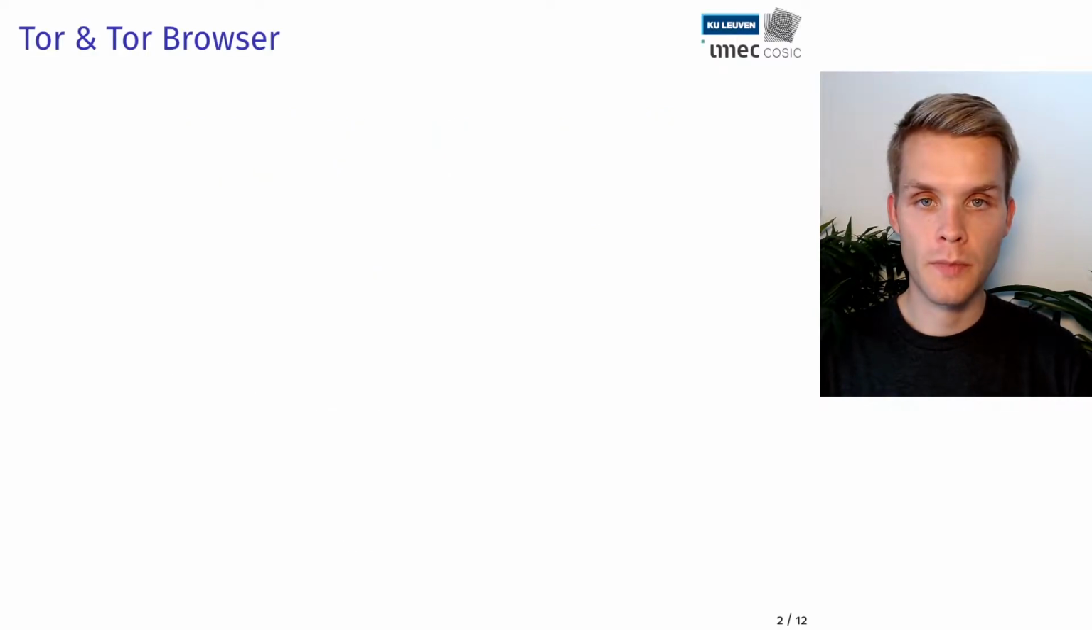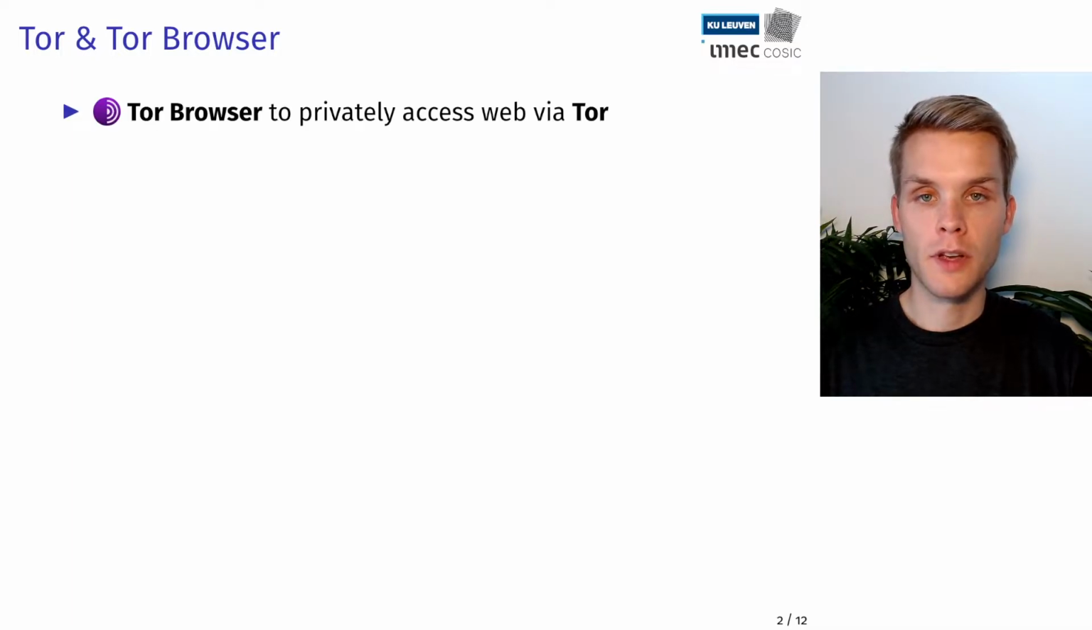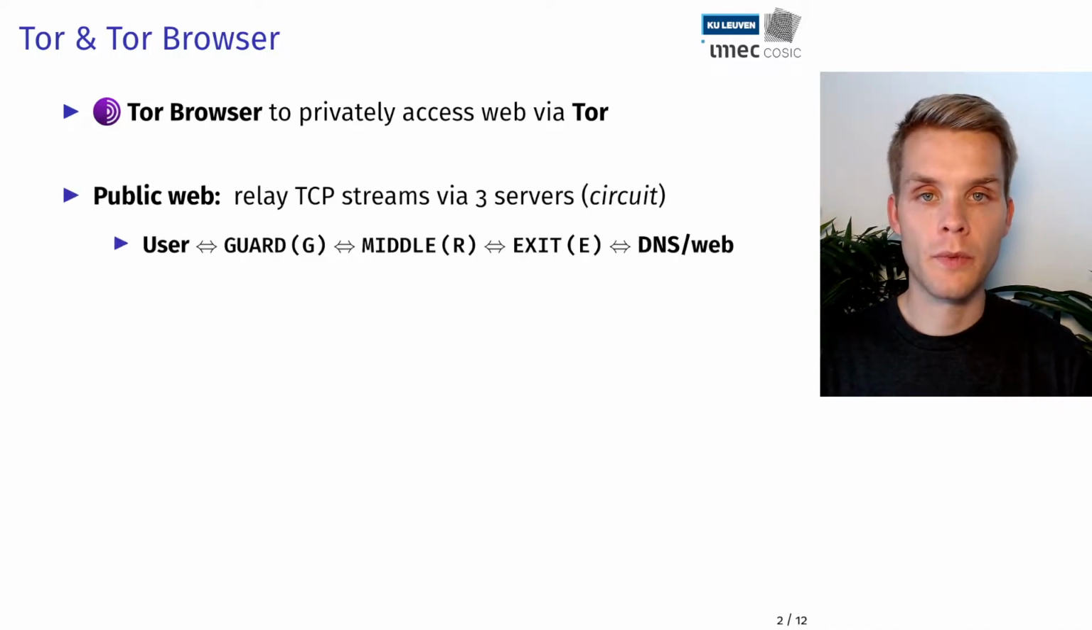Tor is the largest deployed anonymity service that we have available. Users of Tor can use Tor Browser to browse the web privately by relaying their traffic through Tor. Connections to the public web are typically relayed through a chain, or circuit, in Tor of 3 Tor relays. So users in this case select a guard, then a middle, and then an exit, through which to tunnel their traffic towards the public web DNS or web servers.